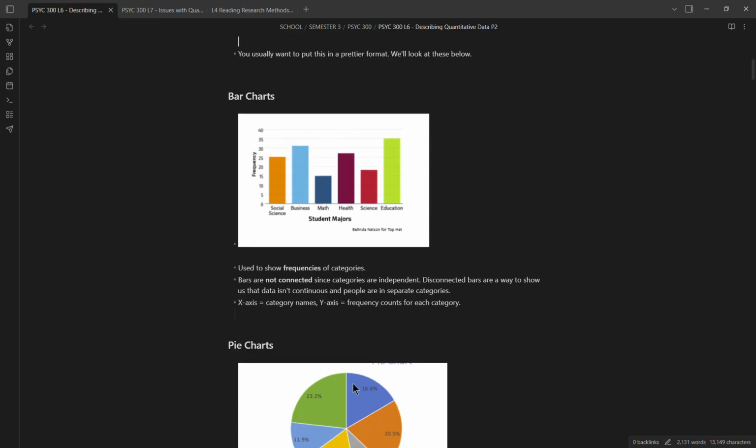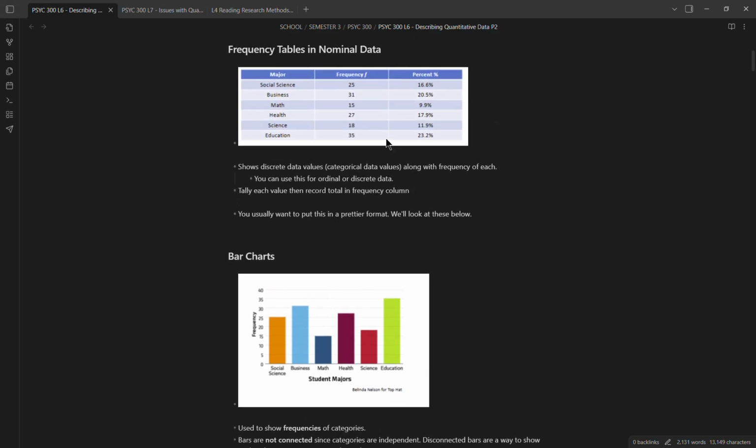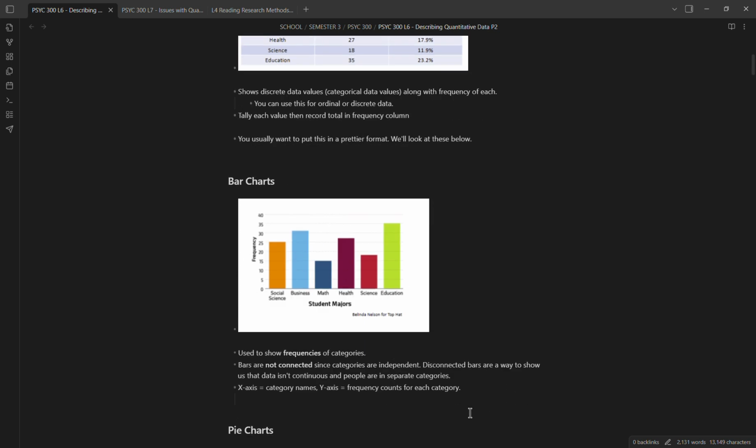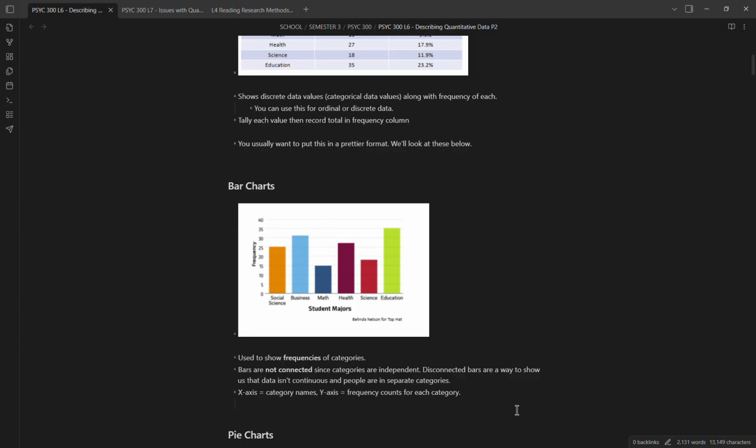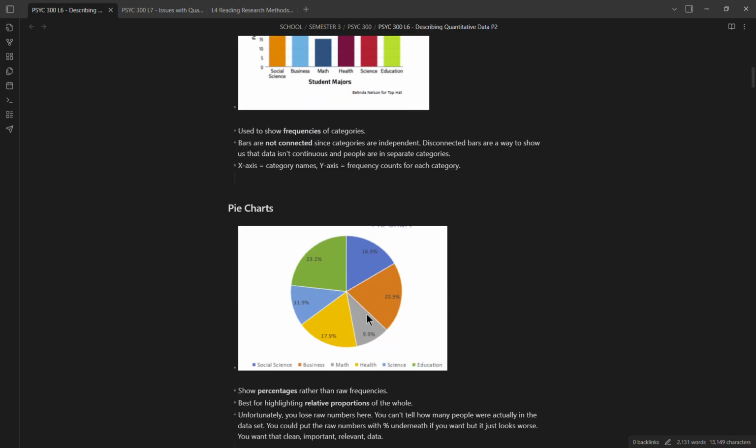But you usually want to put this in a prettier format, and that's when we get into bar charts, for example. If you look at the screen, we have our majors up here in our frequency table, and then we have what the bar chart is here. The bar chart is mapping out the frequency on the y-axis on the left, and the majors on the x-axis. So bar charts are used to show the frequency of categories. The bars are not connected. This is important since categories are independent. Disconnected bars are a way to show us the data isn't continuous and people are in separate categories.